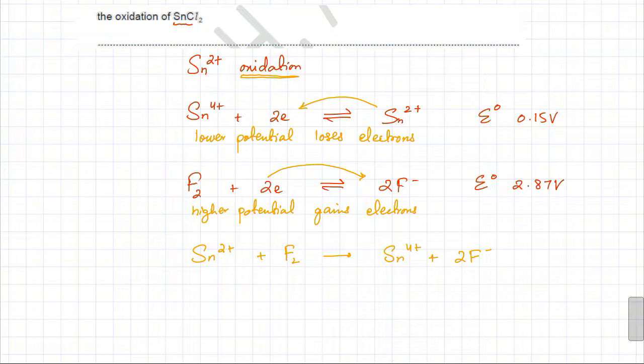Remember, the higher potential, the more positive potential, is the one that's going to gain electrons, and the lower potential, the more negative potential, is the one that's going to lose electrons. We wanted Sn2+ to be oxidized, so for its oxidation, this had to be the lower potential, and we had to pick something with a greater potential compared to the oxidation of Sn2+.